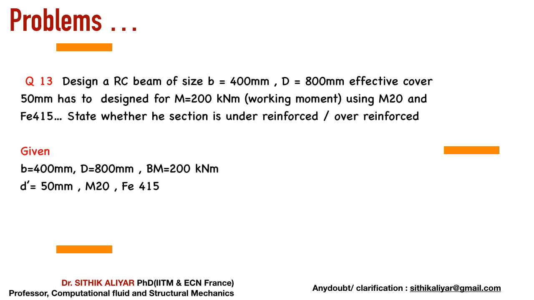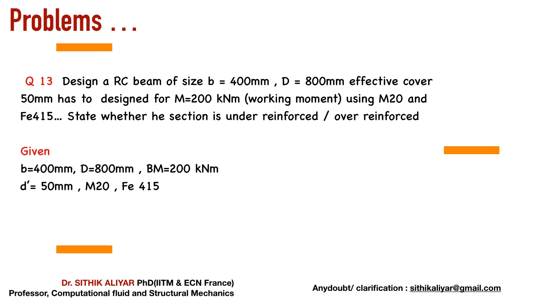They have given M20 and Fe415. That is standard. Usually all residential buildings across India use M20 and Fe415. And they are also asking us to state whether the section is under reinforced or over reinforced. Whenever there is an RCC problem, there are only 2 or 3 formulas. Whatever they can ask, left to right, right to left, it will come down to those formulas.